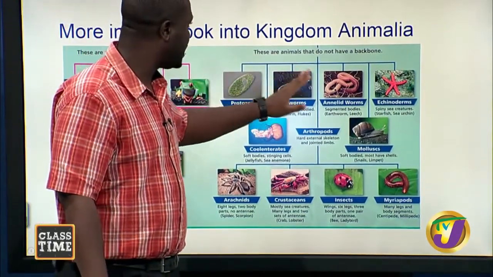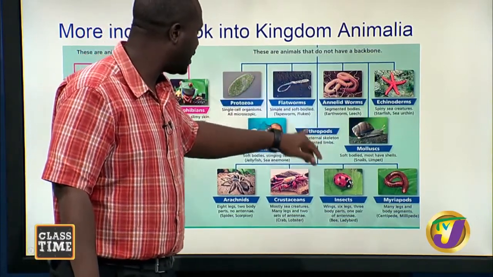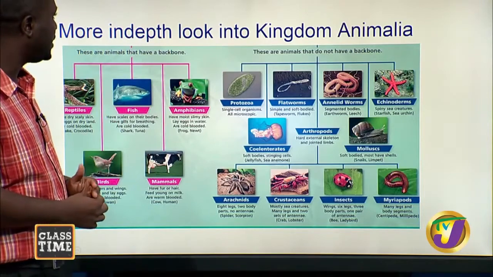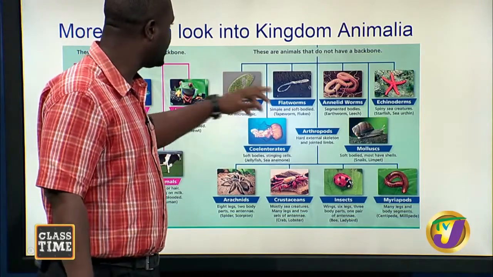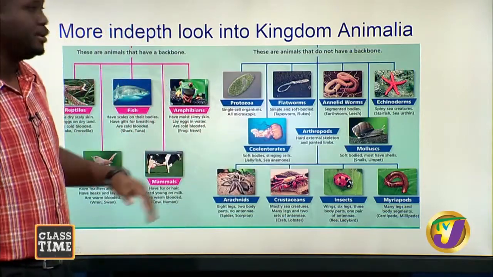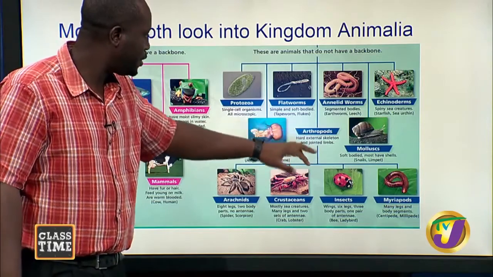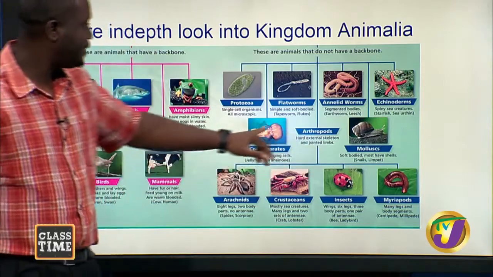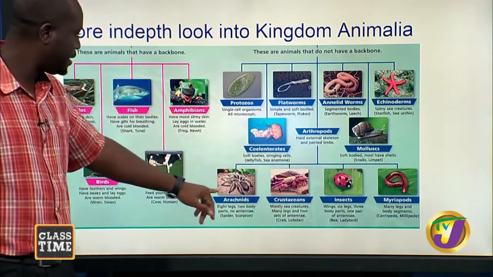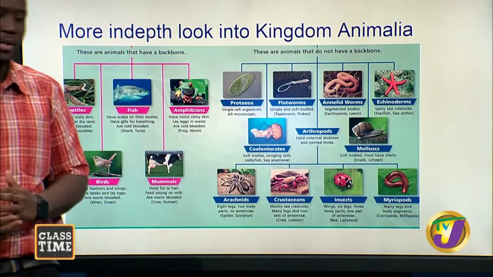We have flatworms, annelids, echinoderms. All of these are phyla. Arthropods are also a phylum as well. So under invertebrates, you have 1, 2, 3, 4, 5, 6, 7 different phyla. Your CSEC syllabus asks you to further divide arthropods into different classes. So the phylum Arthropoda is further divided into 4 classes, and these are arachnids, crustaceans, insects, and myriapods.